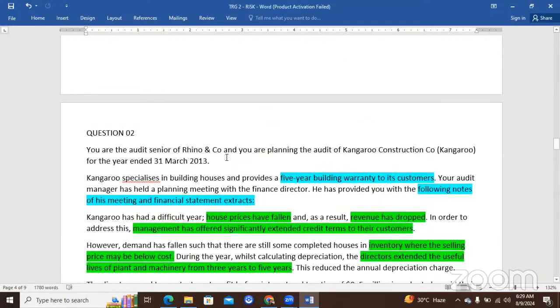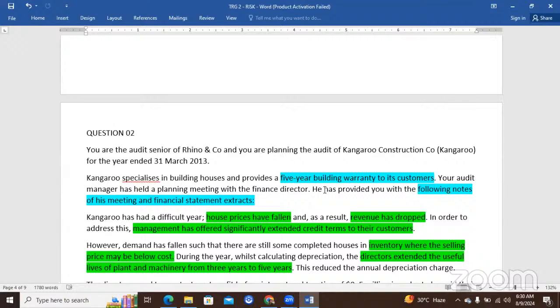You are the audit senior of Rhino and Company. You are planning the audit of Kangaroo Construction for the year ended 31st March 2013. Kangaroo specializes in building houses and provides a 5-year building warranty to its customers. Your audit manager has held a planning meeting with the finance director. He has provided you with the following notes of his meetings and financial statement extracts.